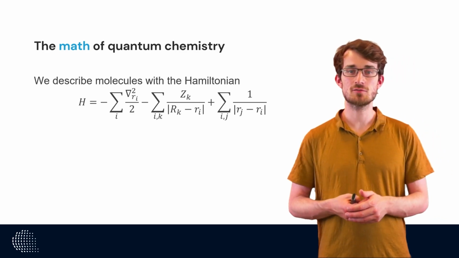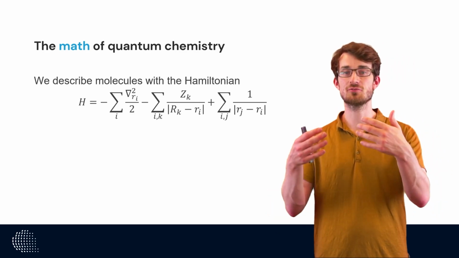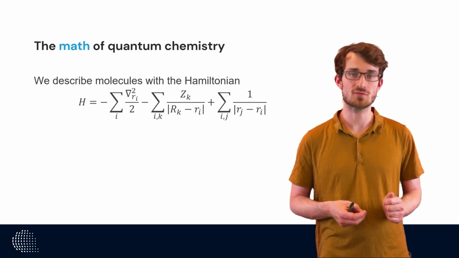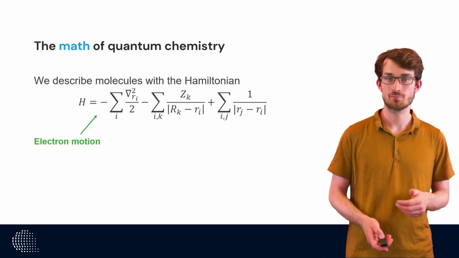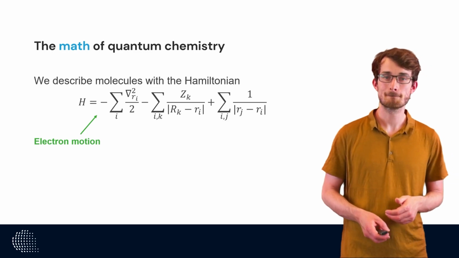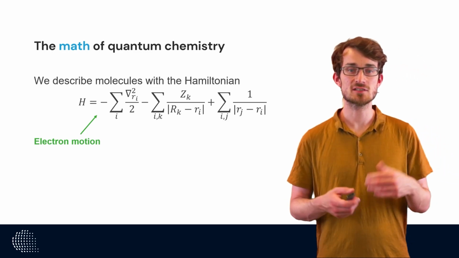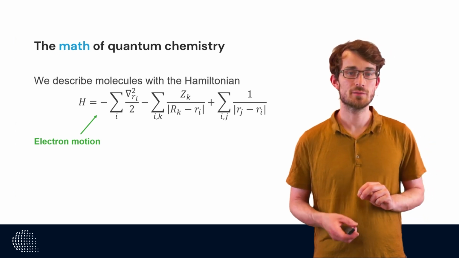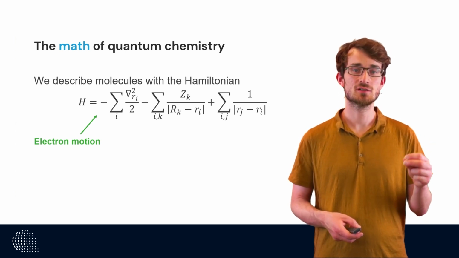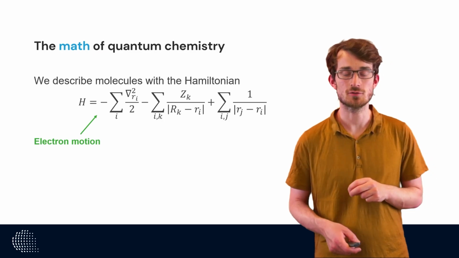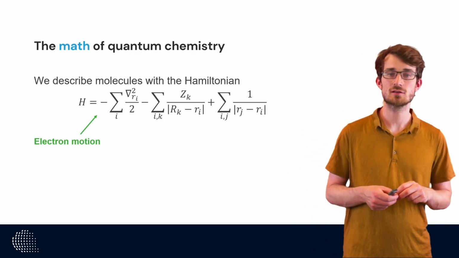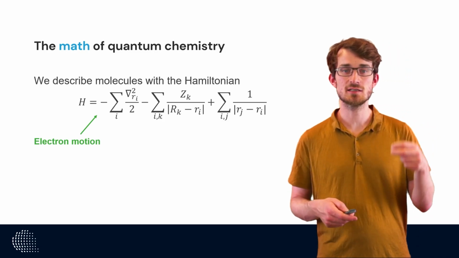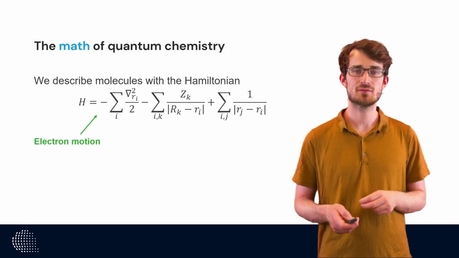So in chemistry, we work with molecules, and if you write up the physics of a molecule, we can write it in this Hamiltonian, which looks very abstract. But let's break it down. The first term here, where we have the differential operator with respect to the position Ri, accounts for the electron motion in the molecule. So each i represents a different electron. And this is really just the kinetic energy of each electron that we add up.